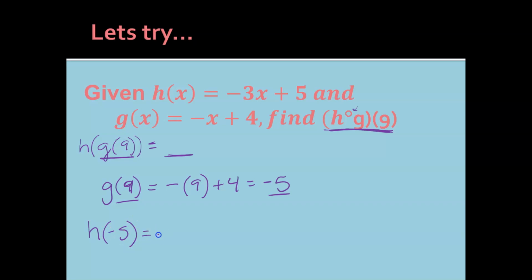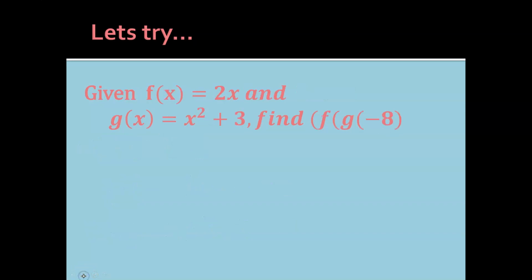And that means I'm going to replace all of my x's in the h function with -5, and I get -3 times -5 plus 5. I'm going to type this in my calculator. And I get my answer to be 20. And that is your final answer. Okay? So it's a two-step evaluating process. You evaluate it one time, and then you have to evaluate another equation. Okay? All right.